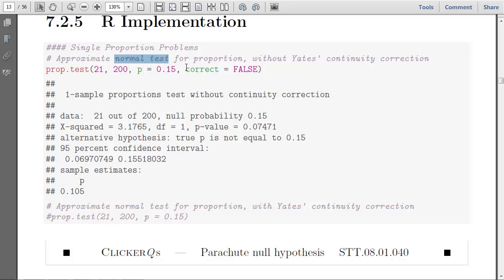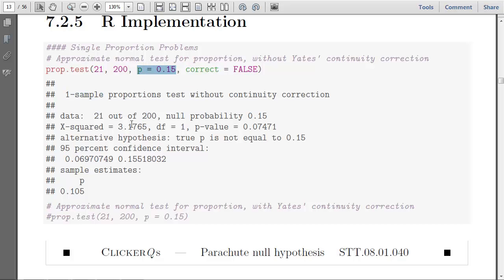And then lots of people have worked to slightly improve that test. And so there's a Yates continuity correction, which I'm not going to explain, that if you put true in here, you get slightly different values. In practice, it's rarely going to matter very much. Okay? So the output from this one line of code is everything we need. It reports to us that we're doing a one sample proportion test without continuity correction. Our data is 21 successes out of 200 observations. The null probability is 0.15, which comes from p equals 0.15.